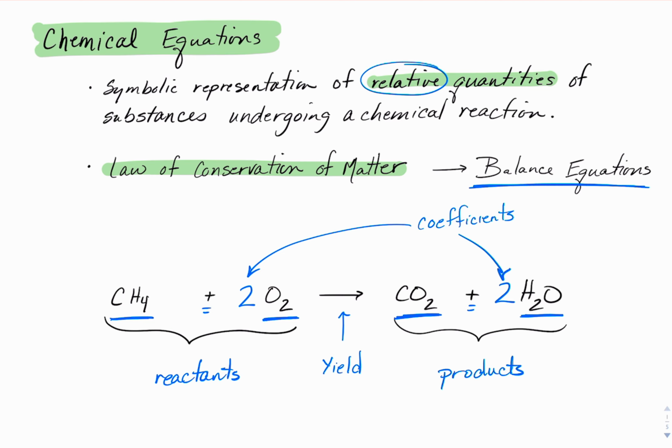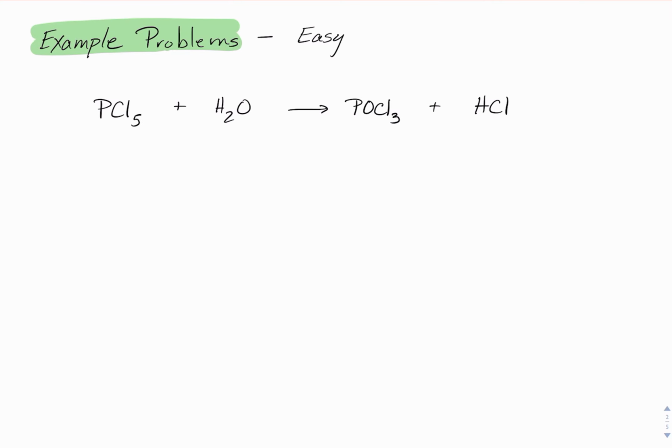So in order for us to actually move on and use chemical reactions effectively in a chemistry setting, the first thing that we need to do is learn how to balance these. So let's try this for a few examples. We're going to try a few easy examples first.